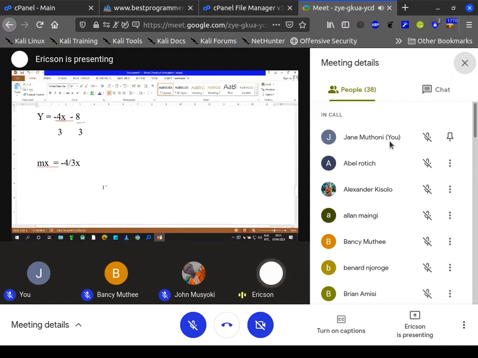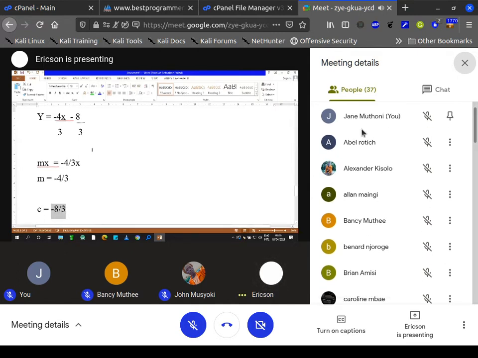So the m will be over 3, because this x is this x, or rather, if you divide both sides by x, the m will be left as negative 4 over 3. Then for the c, it will be the last part, this other part, the negative 8 divided by 3. This will be the c of that equation.